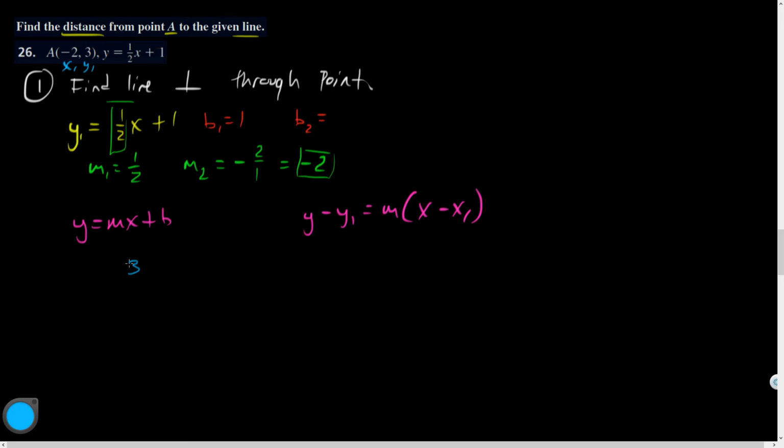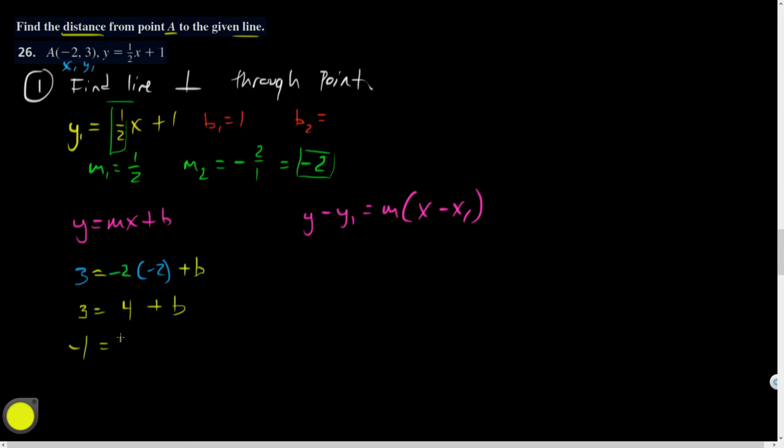I'm going to plug in what I know. So I'm going to plug in 3 for the y. Here we go. I'll plug in negative 2 for the x. I'll plug in negative 2 for the m. And I'm going to solve for b, right? So I plug in what I know, and I solve for what I don't. So I've got 3 equals negative 2 times negative 2, which is positive 4, plus b. Subtract 4 from both sides.